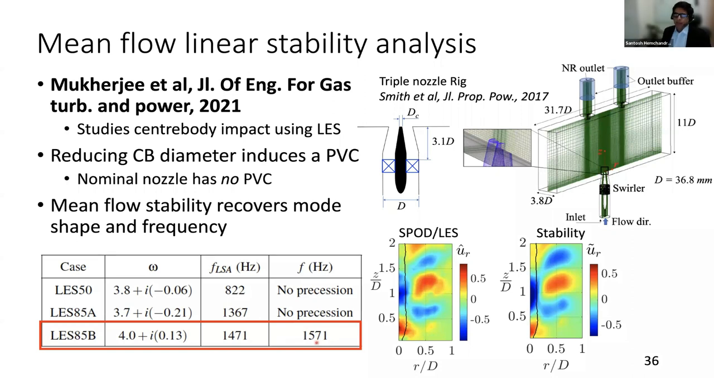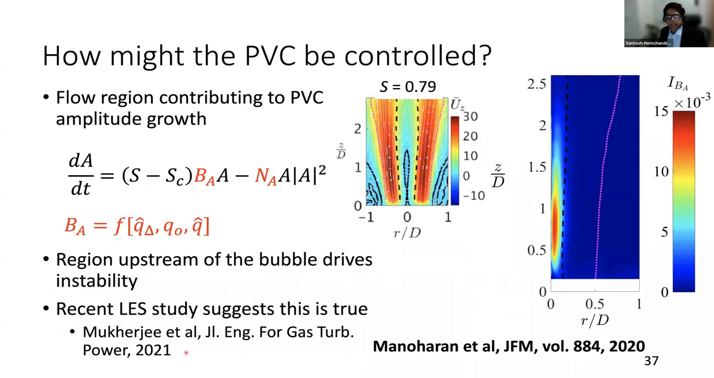Now, the reason we did this was that this study itself was motivated by a desire to understand control, how the PVC may be controlled. And that is essentially motivated by this result from the earlier Manoharan study. So the figure here shows the regions of the flow that contribute to this linear growth of the PVC. So this is a map.